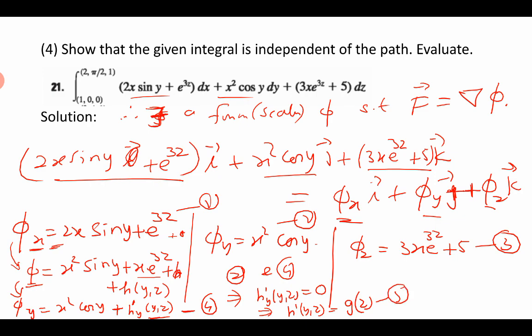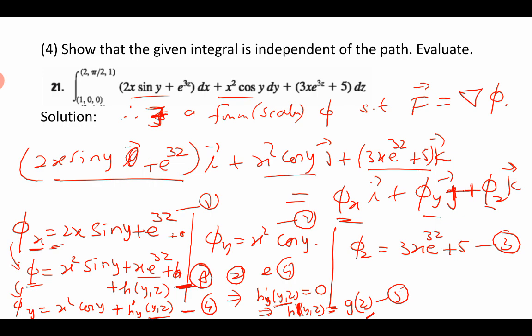This is your equation number 5. H of y, not x. When the derivative with respect to y is 0, there is no y. It must be only a function of z. So g of z is the notation we have taken. So h of (y, z) is in this equation. We can call it equation A.